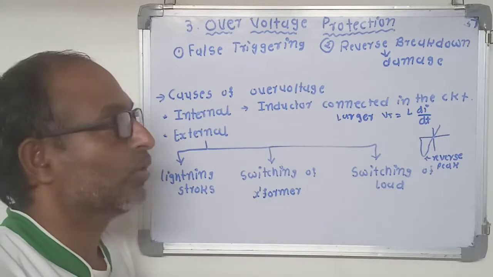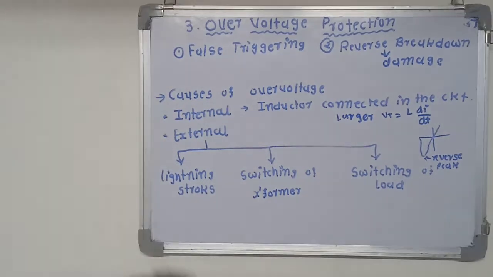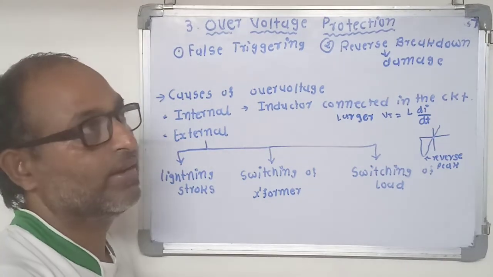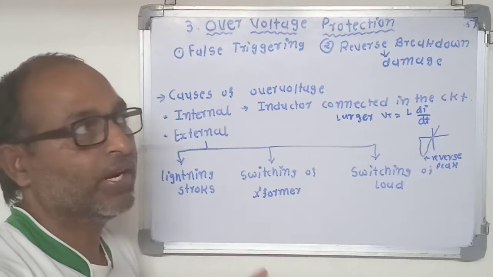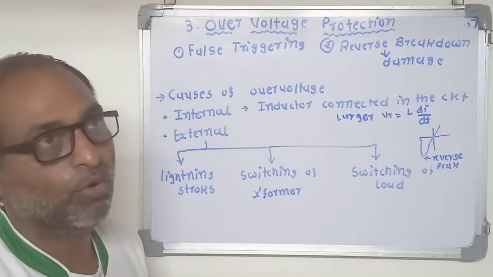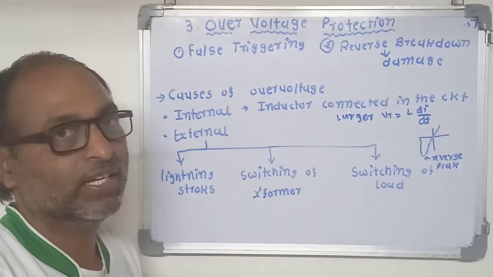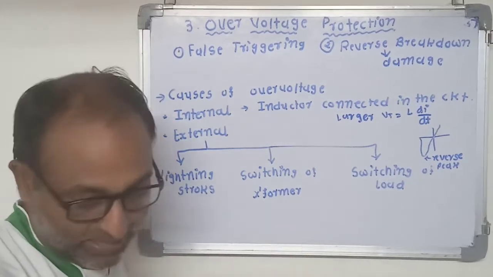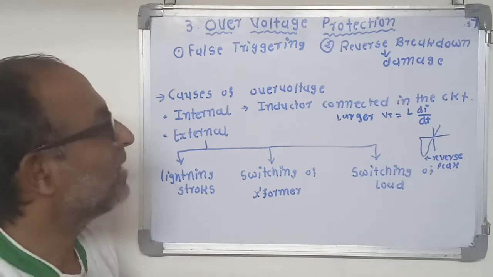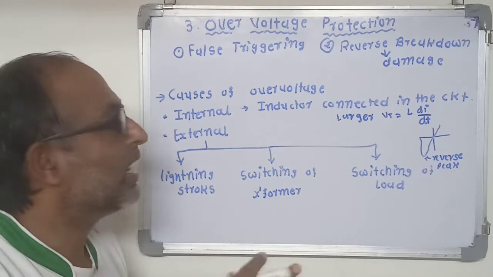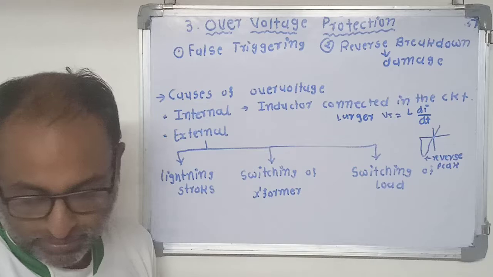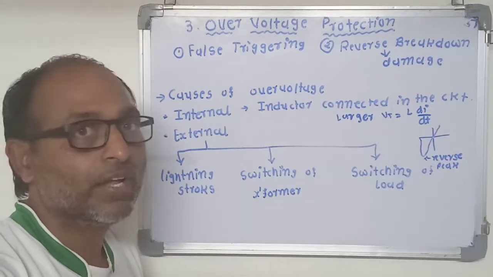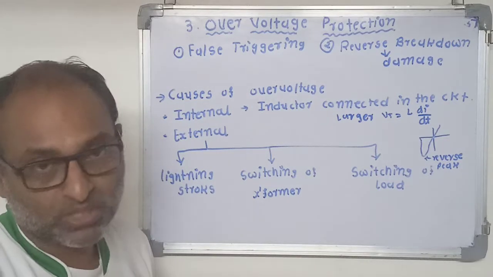Third, switching load. If the switches are provided on the DC side, when suddenly operated, they produce arc voltage. This arc voltage gives rise to over voltage across the SCR. Also, if the SCR circuit is connected to a highly inductive load and there is a sudden interruption in this load, it produces higher voltage across the SCR.